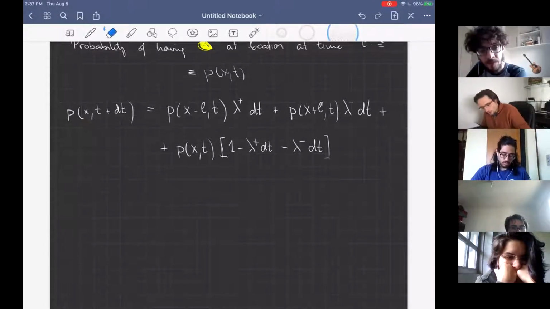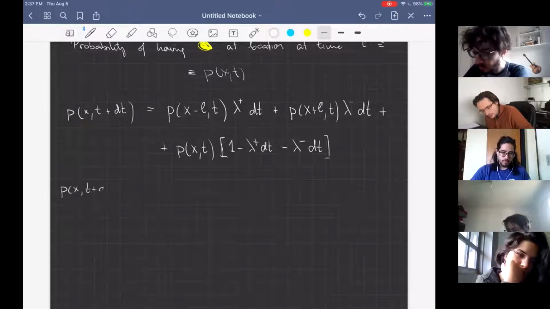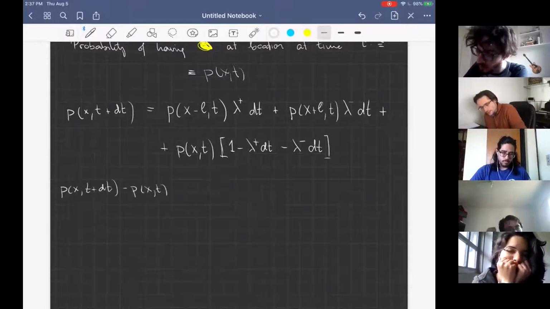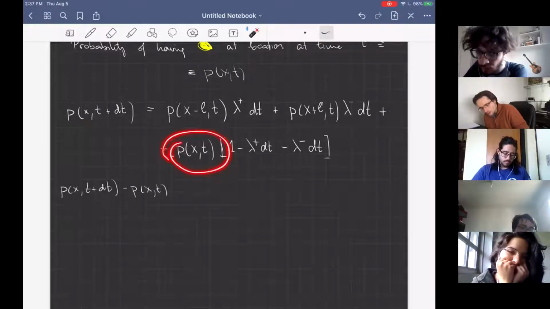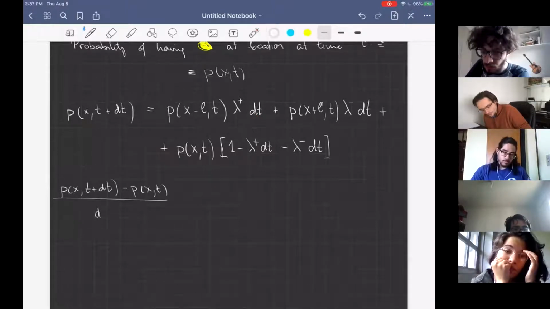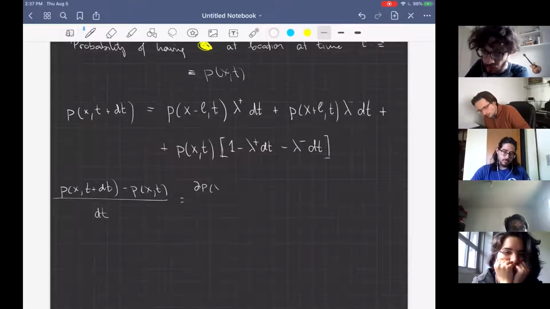Let's not expand it for now. What I do is P(x, t plus dt), and I do the same I did before. This goes to the right side, to the left side, and then I have all the dt's that can divide. Okay, nothing new for us. We already knew this.